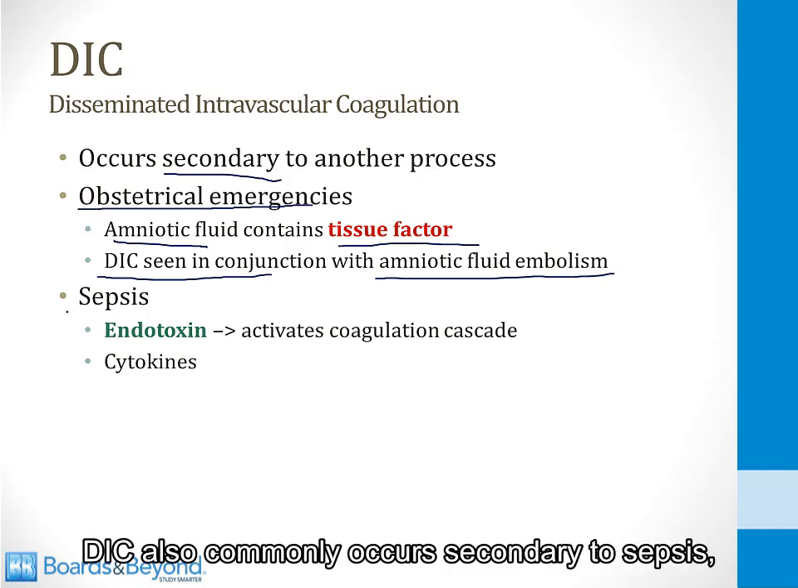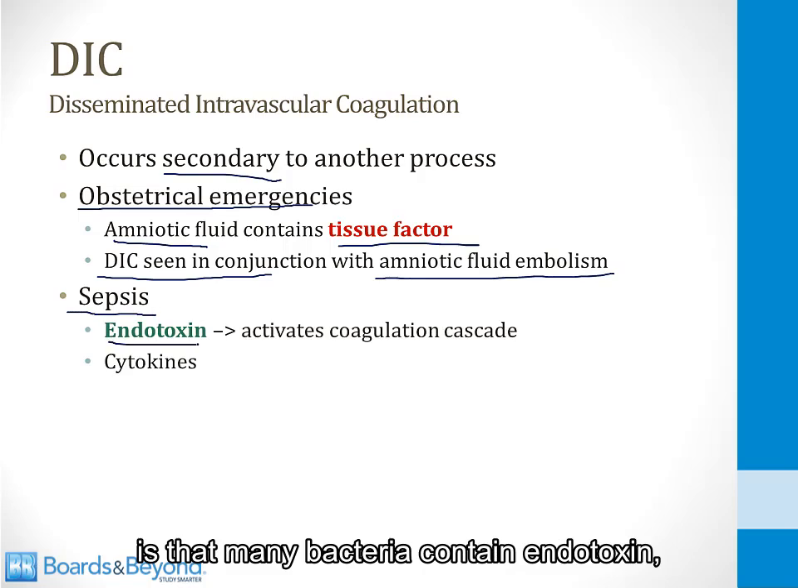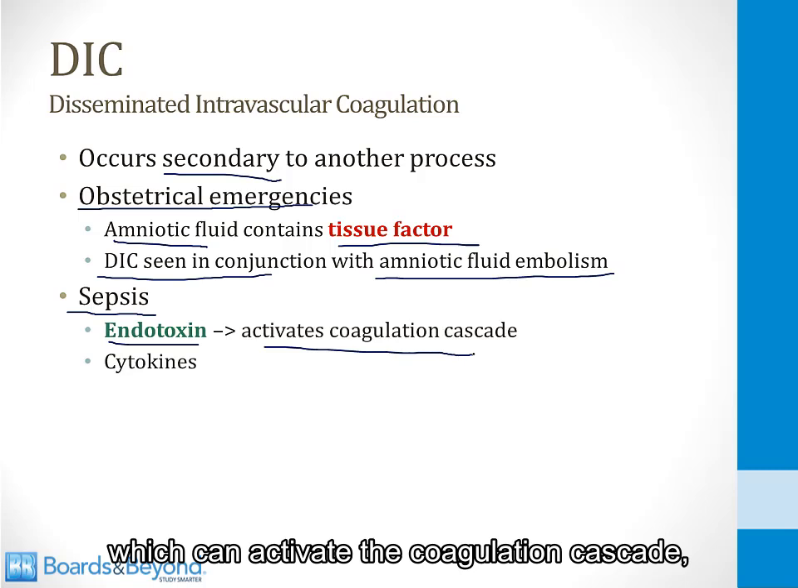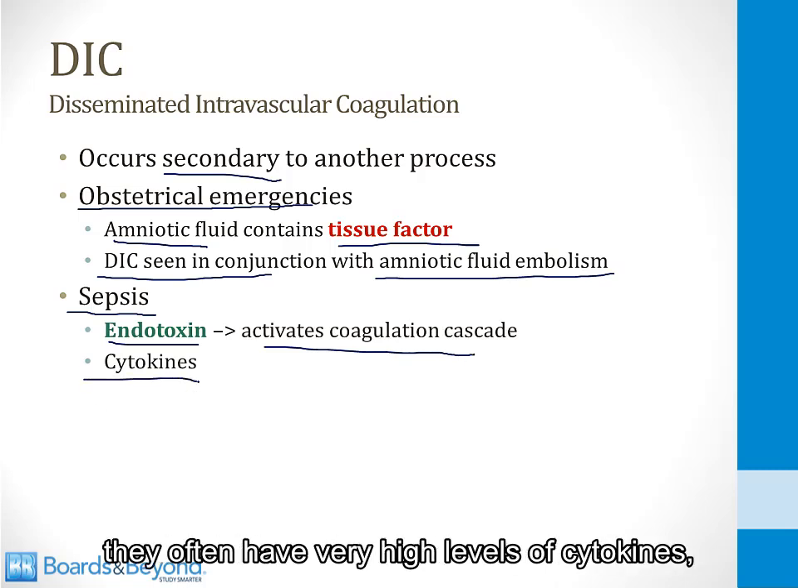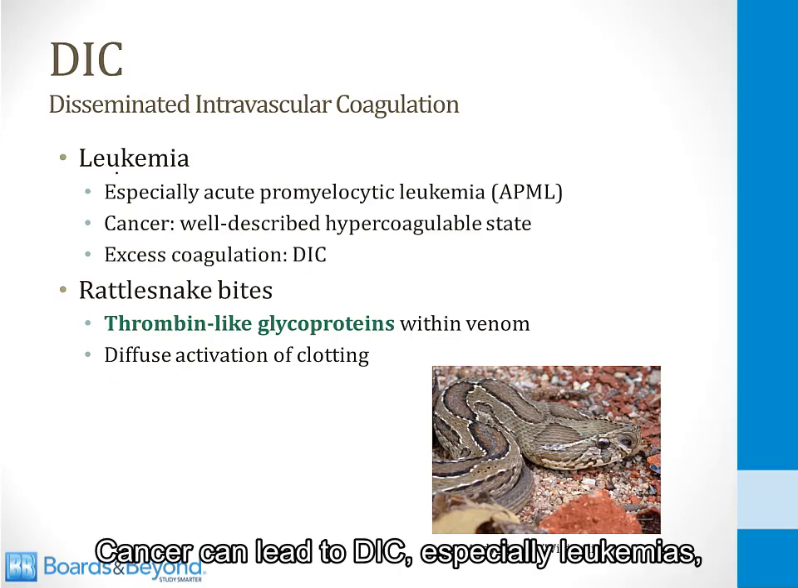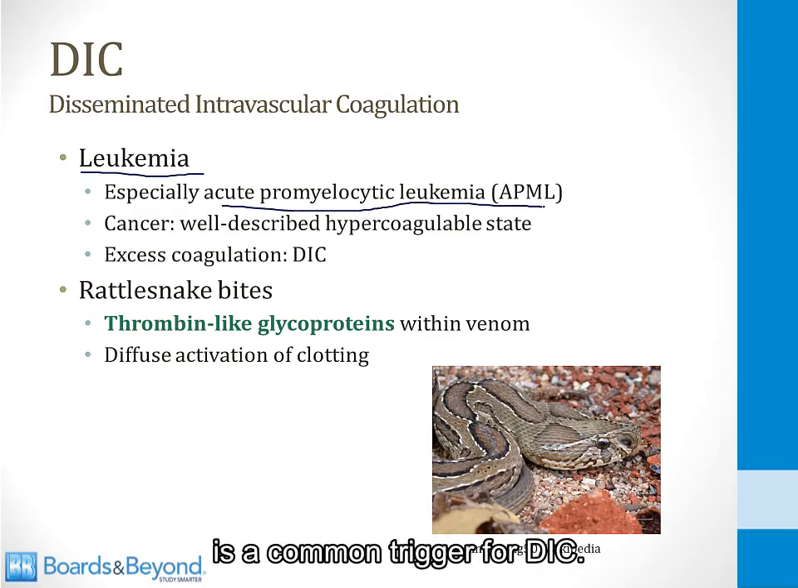DIC also commonly occurs secondary to sepsis. One of the reasons for this is that many bacteria contain endotoxin, which can activate the coagulation cascade. In addition, when patients are septic, they often have very high levels of cytokines, and this can trigger DIC. Cancer can lead to DIC, especially leukemias. Acute promyelocytic leukemia, or APML, is a common trigger for DIC.